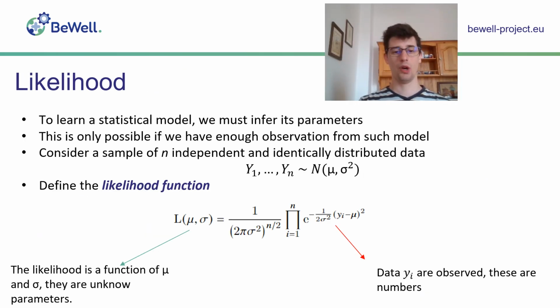As I was saying before, we do not usually choose values for mu and sigma, but instead we would like to infer their values. To do so, we need to collect data that we assume to be generated from our statistical model. Then, the key mathematical object we use to perform inference is called likelihood. This is simply the product of the density functions of normal distributions. The function we end up with is a function of mu and sigma, since data y_i have been observed, so we have values for them.